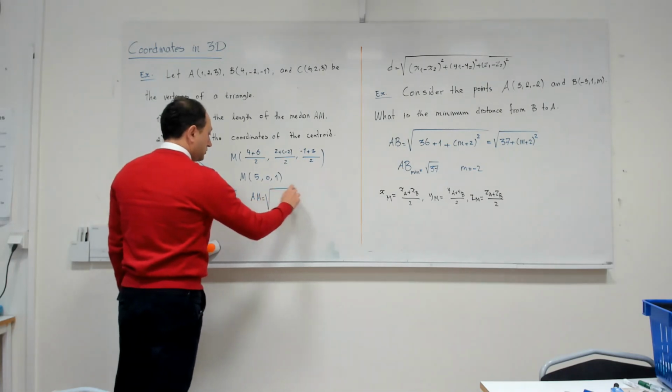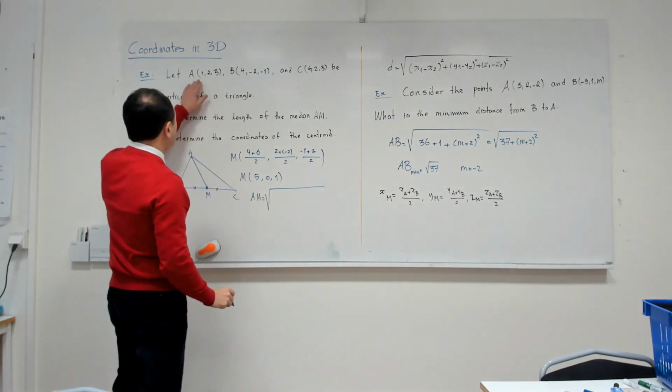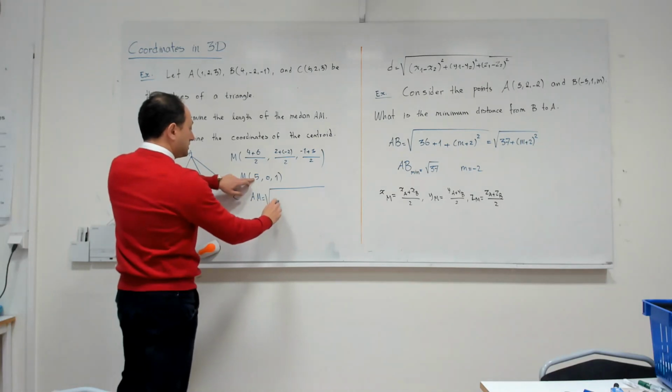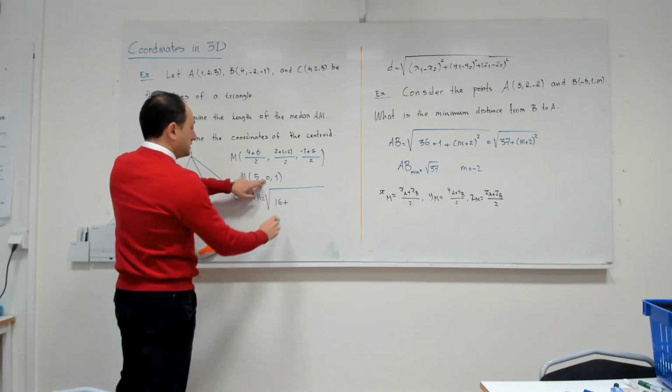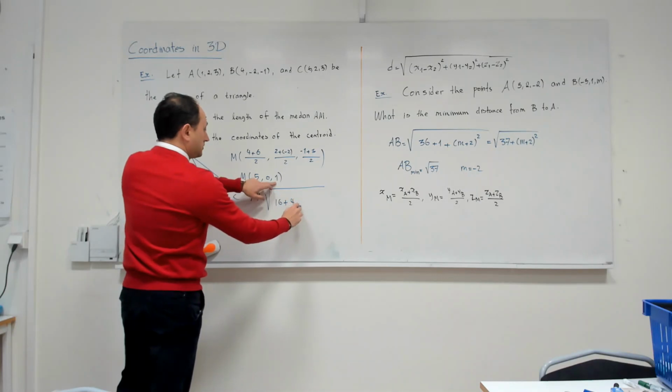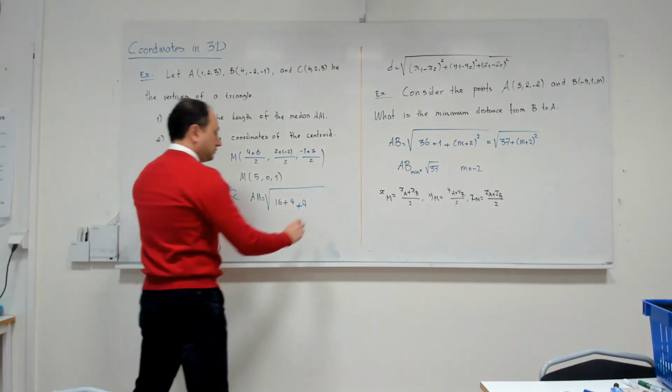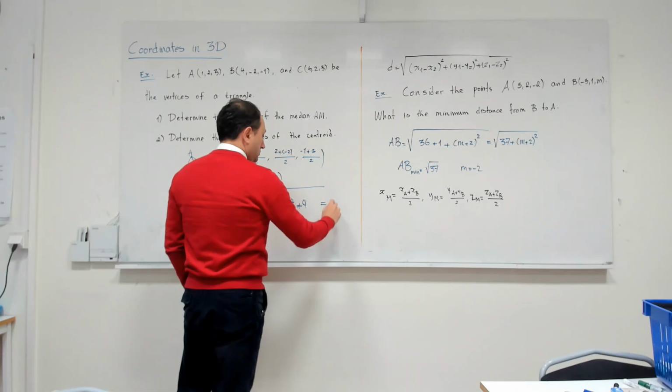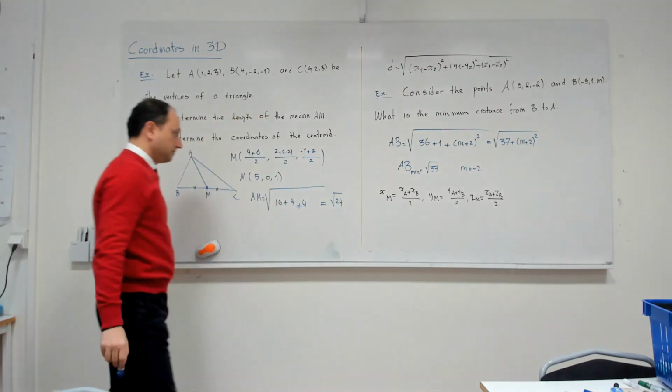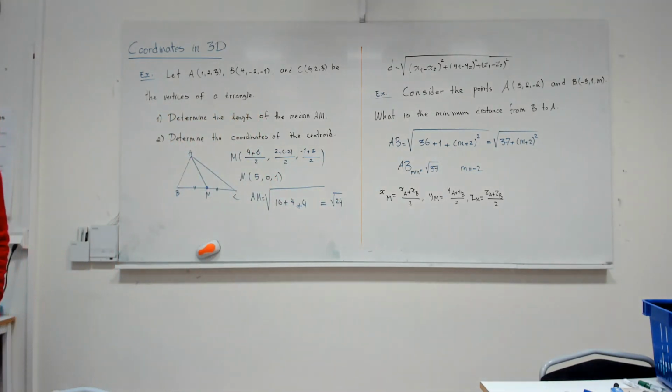So this becomes square root of, I need to take this one and that one. The difference between x coordinates squared is 16. The difference between y coordinates squared is 4. And the other one is also 4. This becomes 24. Yes. Square root of 24 length units. But the good question is number 2. How can I find the coordinates of the centroid?